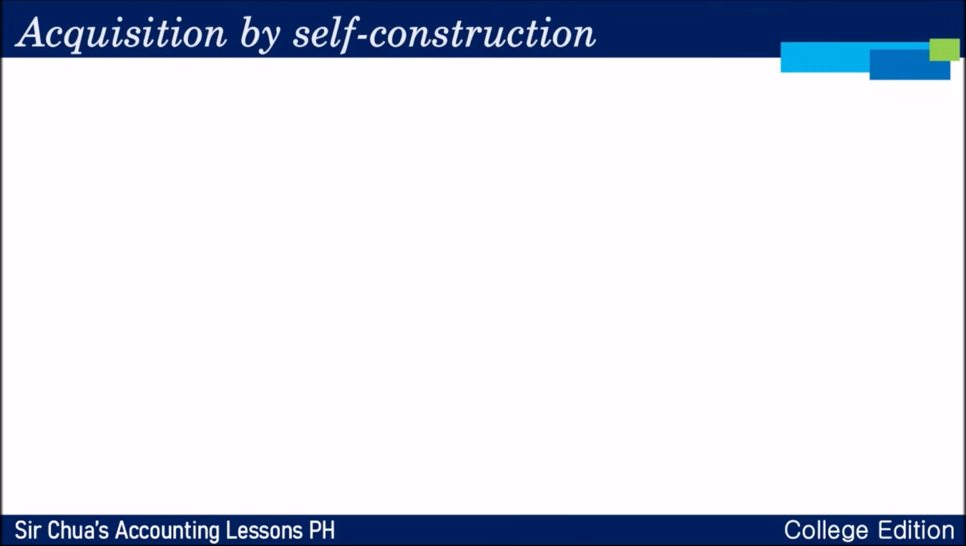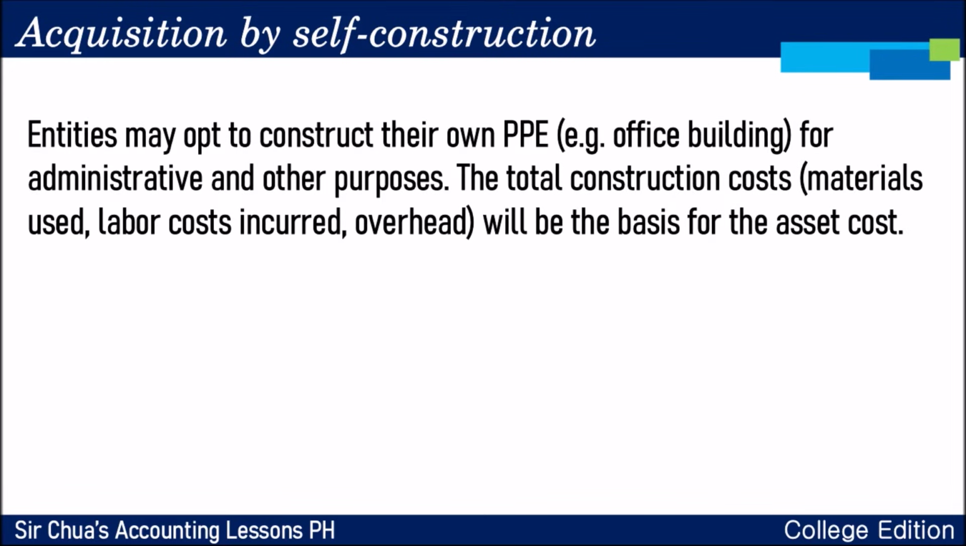Okay, second one is acquisition by self-construction. Entities may opt to construct their own property, plant, and equipment. So let's say, for example, kaya naman nila mag-construct ng sarili ng office building. Why not, diba? Okay. So the total construction cost will be the basis for the asset cost.